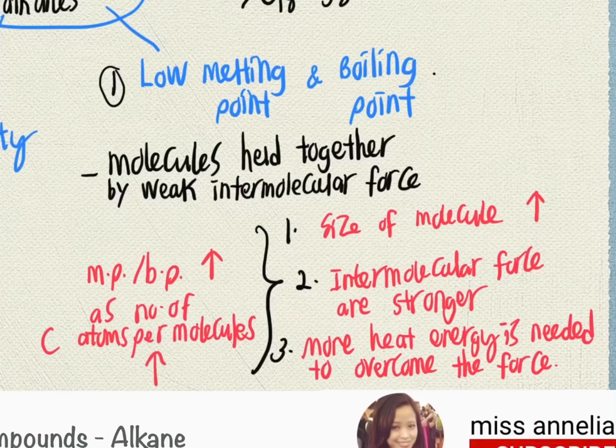First, alkanes have low melting points and boiling points because the molecules are held together by weak intermolecular forces. However, the melting point and boiling point increase as the number of carbon atoms in the molecules increases. This is because as the size of the molecule increases, the intermolecular forces also become stronger. So more heat energy is needed to overcome the force.